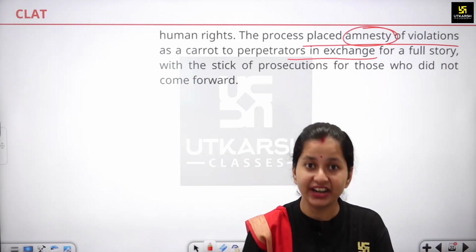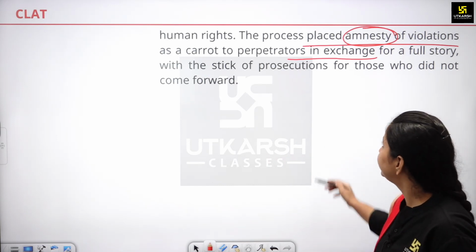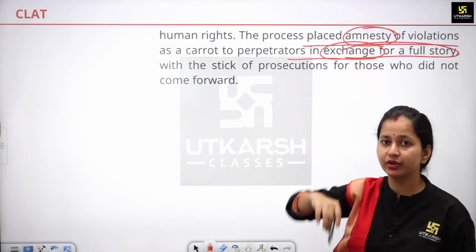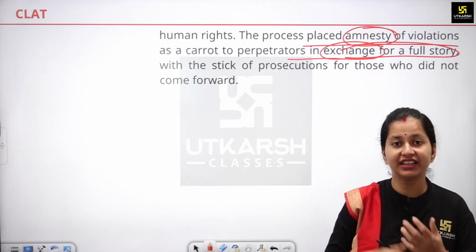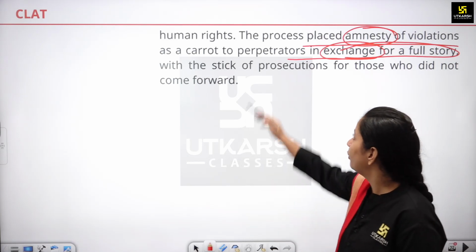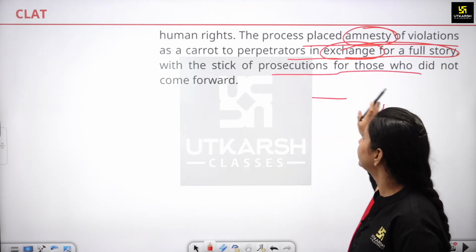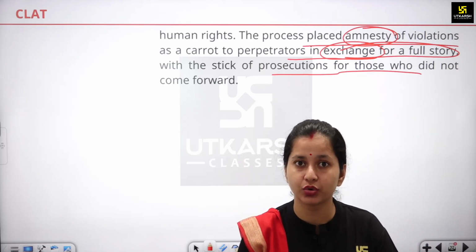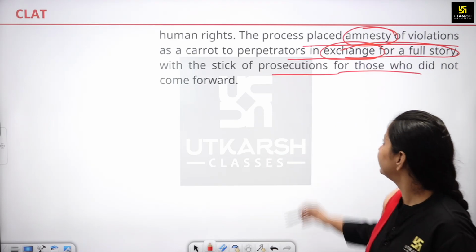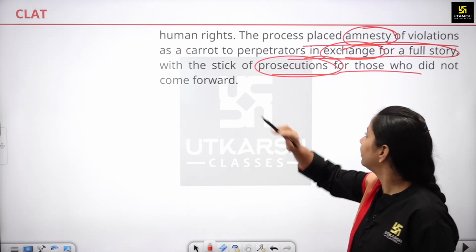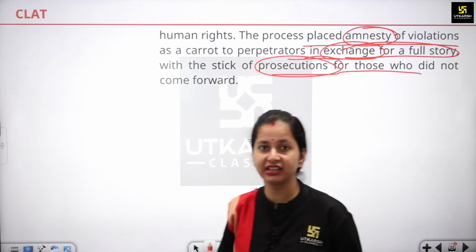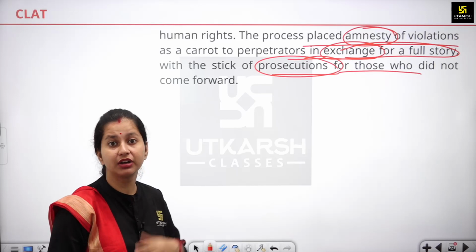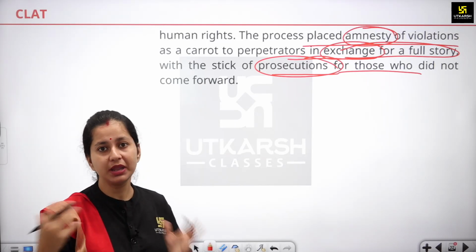Making this a carrot, the perpetrators were told: you will tell your full story, you have to exchange your full story, and then amnesty will be provided to you, with the stick of prosecution for those who did not come forward. Those who were not willing to share their story were prosecuted. It means that the convictions, or you can say the trials, on them would not be pardoned basically.